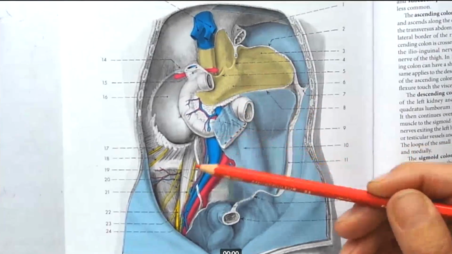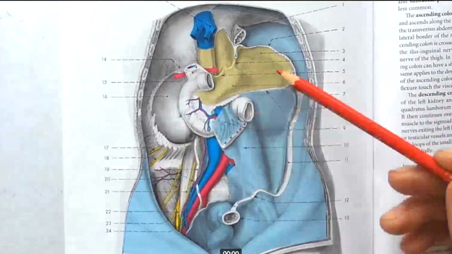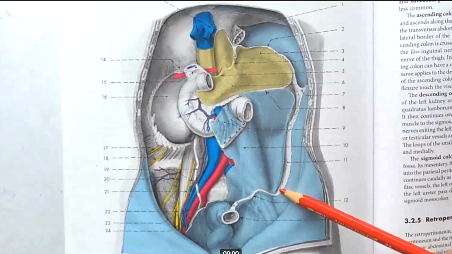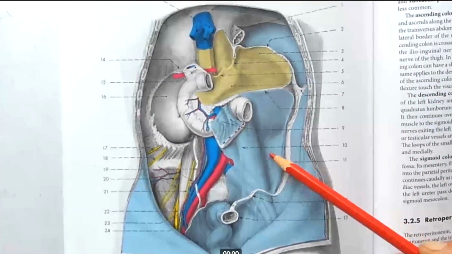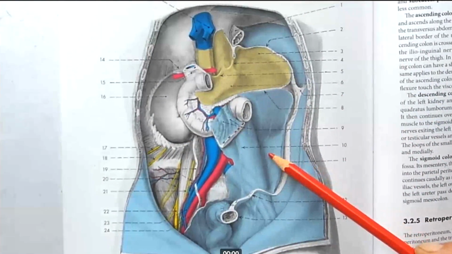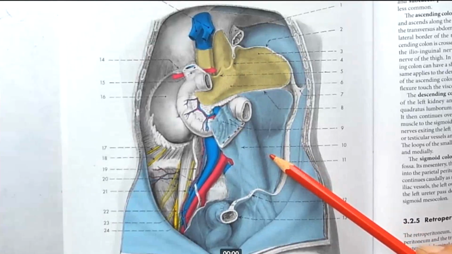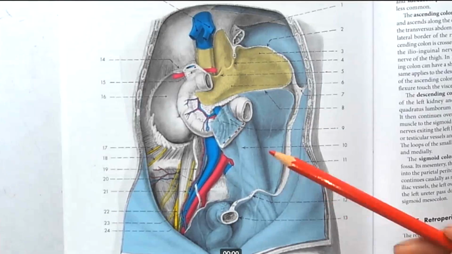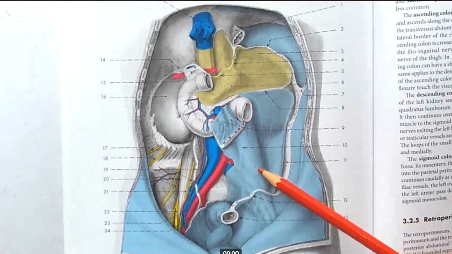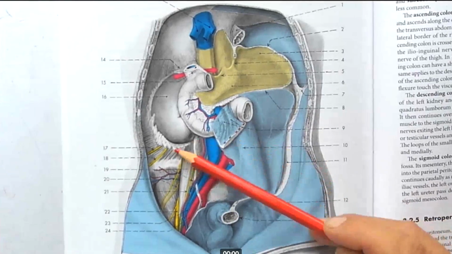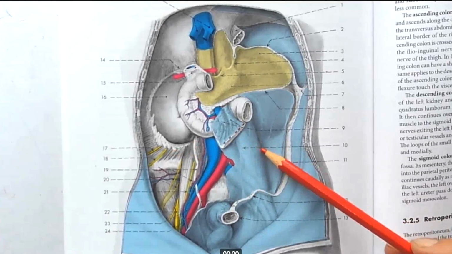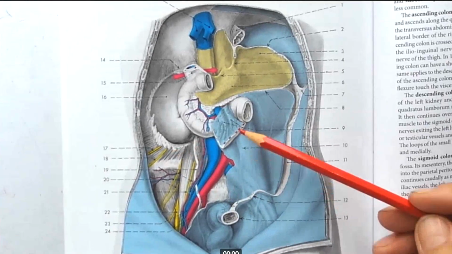Then the ascending colon, which is removed, and also the descending colon, which is still here, are attached to the posterior wall during the last period of embryonic development of the peritoneal coverings. So both mesocolons are attached to the posterior wall, forming two different fields.